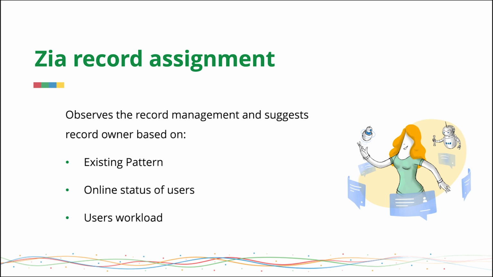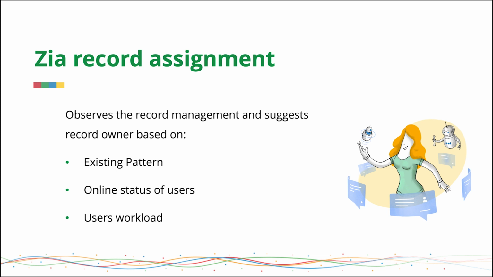Next is online status of users. When setting the assignment rule, if you check the user availability before assigning record, then Zia will take into consideration a user's online status, namely if the user is logged in to CRM or not. If the user is not logged into CRM, the record would be assigned to the default user.